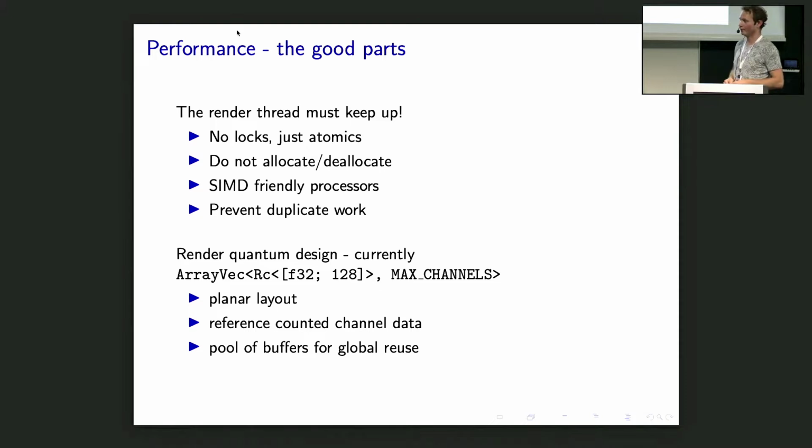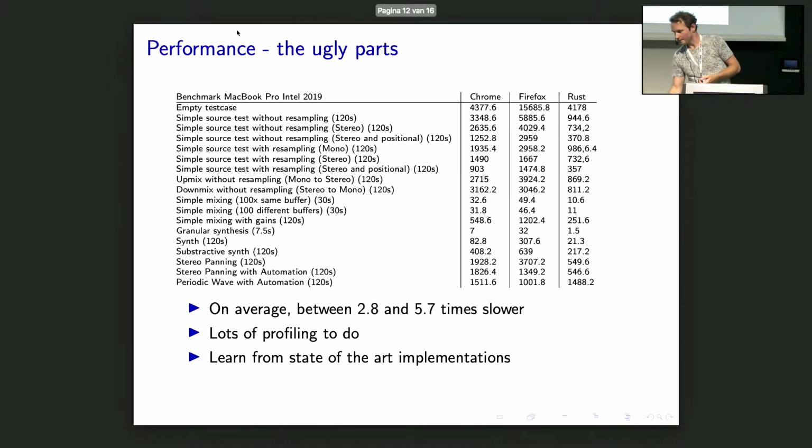lead to priority inversion. We're writing single instruction, multiple data-friendly processors, so you can use parallel execution on a single core. And we're preventing duplicate work if an audio stream is upmixed to an identical two-channel signal. The render quantum design is planar layout, float values, 128 of them, reference counted, so they allow for upmixing or splitting easily. And we're using an allocator that allows us to reuse the buffers.